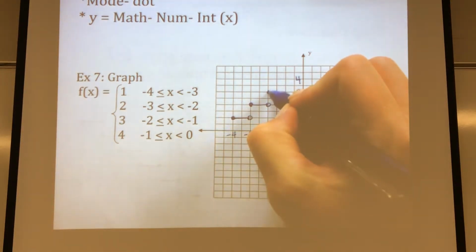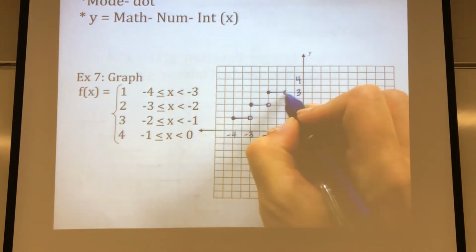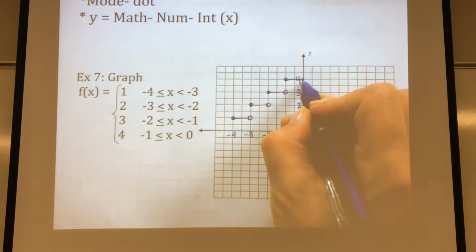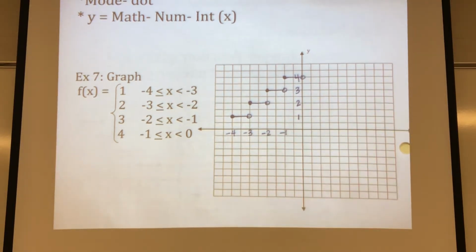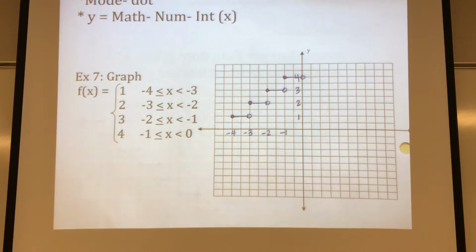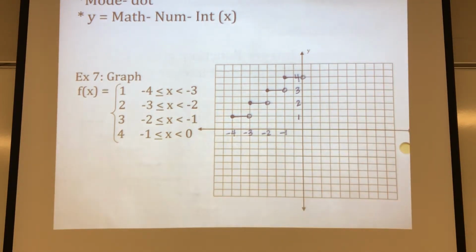Then I'll jump up to do the 3 from -2 to -1, and the 4 from -1 to 0. Now, unlike the one we did before, this one does not continue. There should only be 4 steps because there's only 4 lines of our piecewise function. So we're not going to keep going off the graph in either direction. After we get those 4 steps done, we're done.